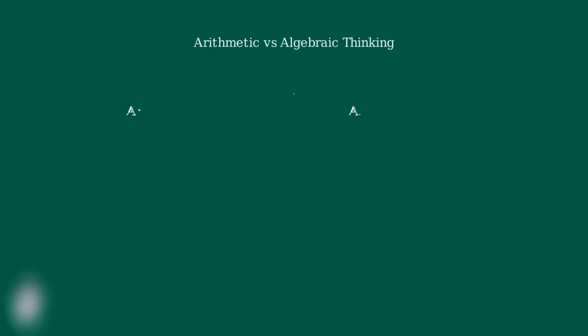To understand this difference, let's compare arithmetic thinking with algebraic thinking. In arithmetic, we work with specific numbers. In algebra, we work with general patterns and relationships. In arithmetic, we might calculate specific examples. 3 plus 4 equals 7, 5 plus 6 equals 11, 8 plus 9 equals 17.